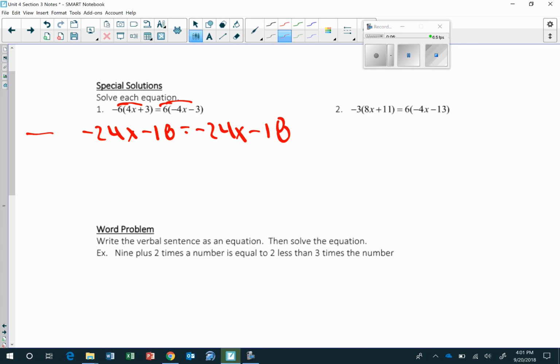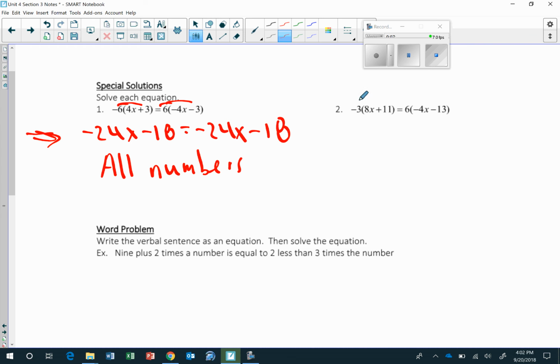If you stop and look right now, you can see that these are exactly the same on both sides of the equal sign. If you see this, you can stop working because your answer is all numbers. What that means is you could pick any number you want, plug it in for x, and you will wind up with the same on both sides. It would be a solution. So if you get an equation that you work out, and it's exactly the same on both sides, just stop. The answer is all numbers.